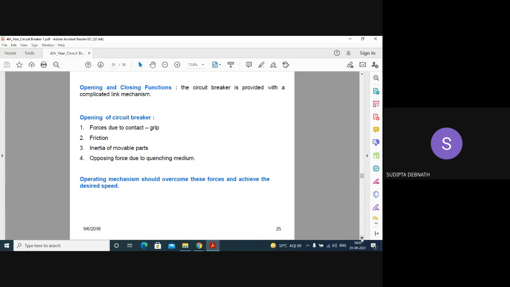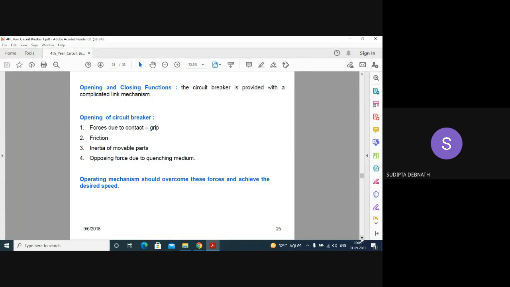Now, opening and closing operations. Those operations will be different for different circuit breakers. You have heard the names oil circuit breaker, OCB, minimum oil circuit breaker, MOCB, SF6 sulfur hexafluoride circuit breaker, vacuum circuit breaker, air circuit breaker, ACB, or air blast circuit breaker, ABCB, etc.